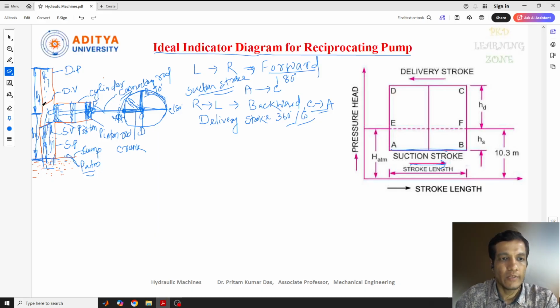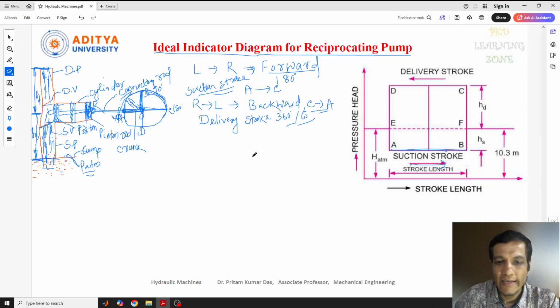When entering, this valve will be closed and this will be open due to the pressure effect. Again, once the water fills this container, this will be closed and the delivery valve will be opened. So the water goes out through the delivery pipe to the outside. This is the process. So in this process, this indicator diagram was identified, or this diagram was drawn.